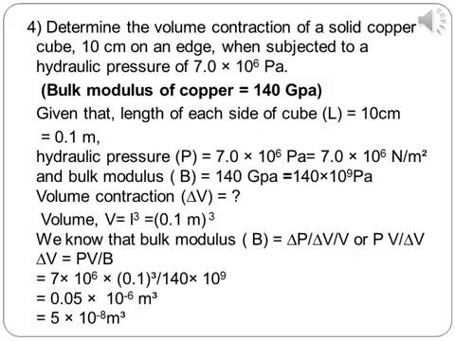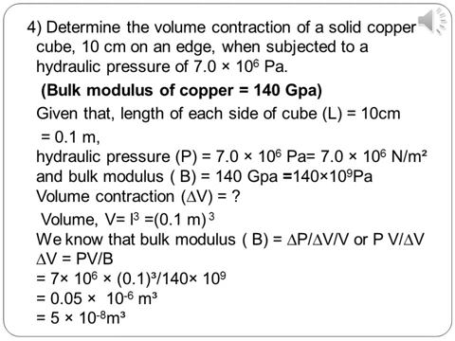The solution is, given that length of each side of the solid cube of copper L is equal to 10 cm, converting into meter is equal to 0.1 meter. Hydraulic pressure P is equal to 7.0 into 10 the power of 6 pascals, converting into Newton per meter square, it is the same value. And bulk modulus K is equal to 140 gigapascals. Converting into Pascal, we have to multiply it by 10 the power of 9.